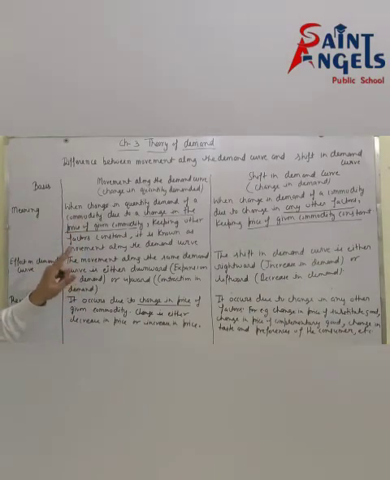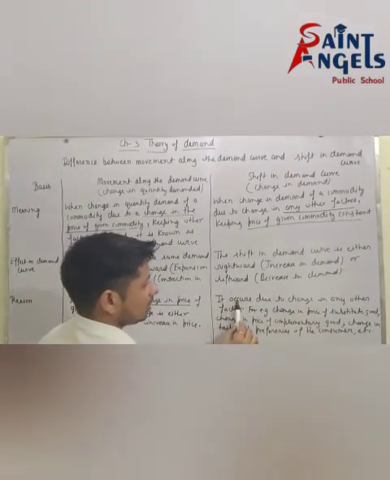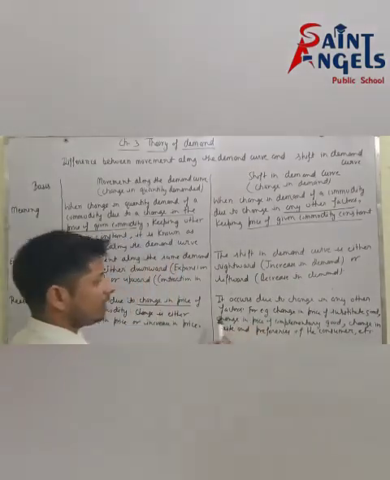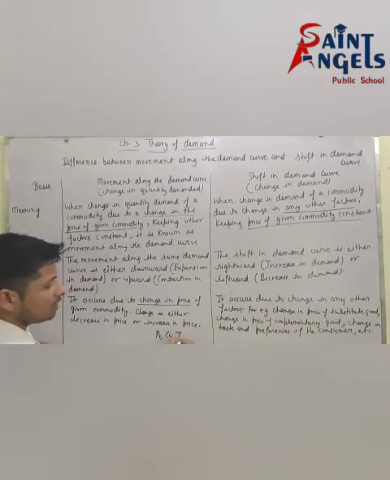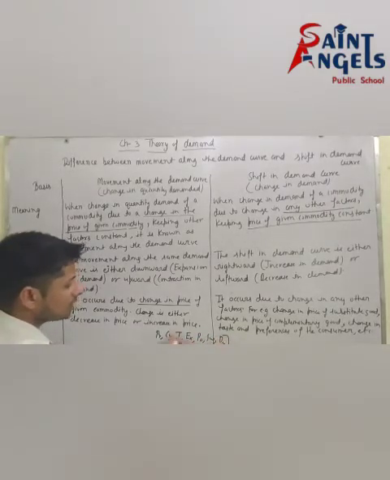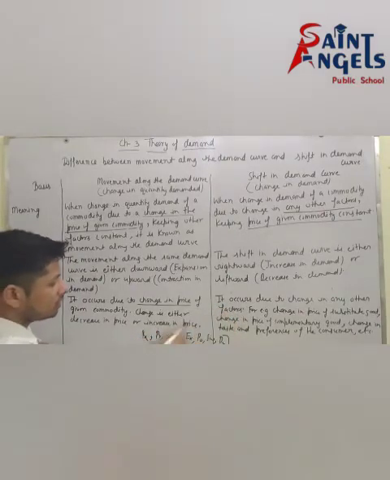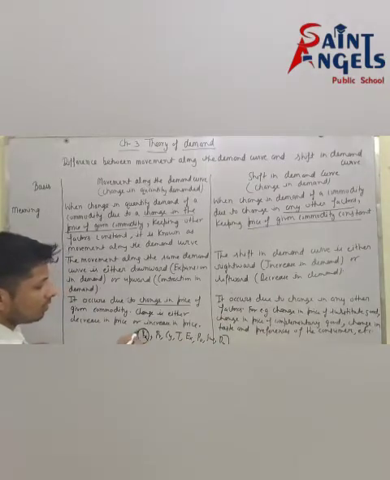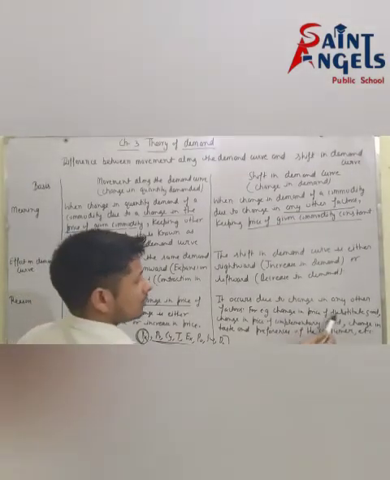Movement along the demand curve occurs due to a change in the price of the given commodity. The change is either a decrease in price or an increase in price. But a shift occurs due to a change in any other factors. Any other factor means PR, CY, T, EX, PO, SW, DY. So these are the other factors, while PX remains constant, but these will change.